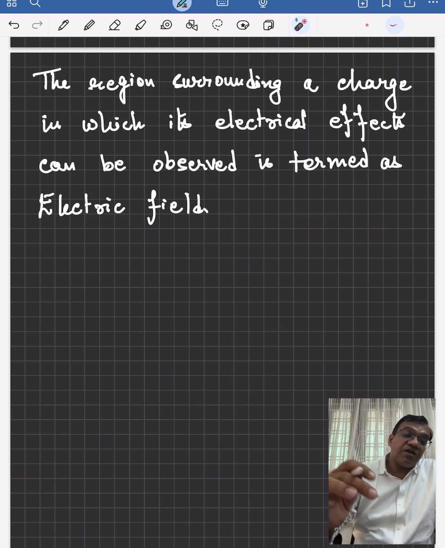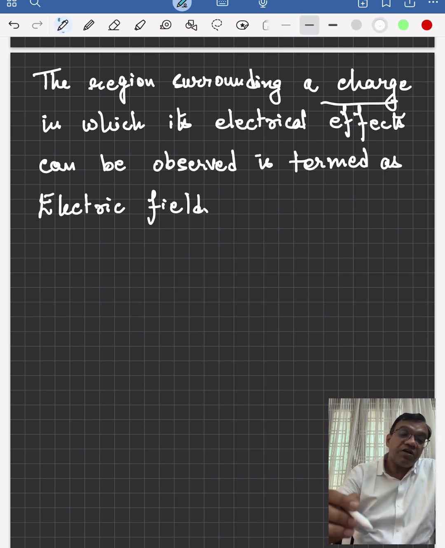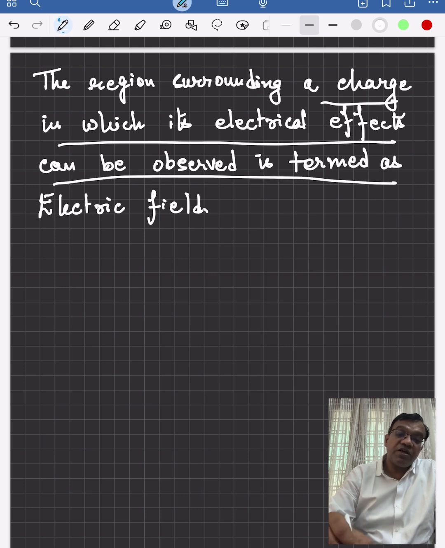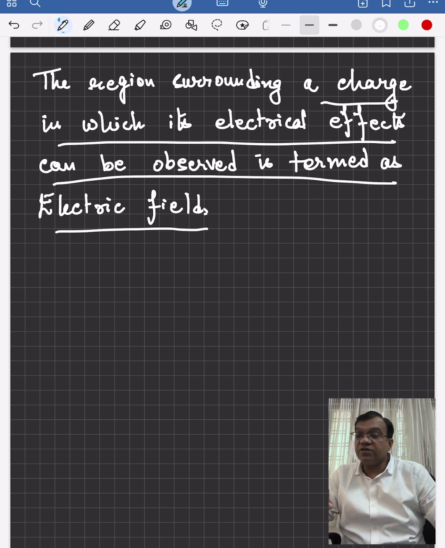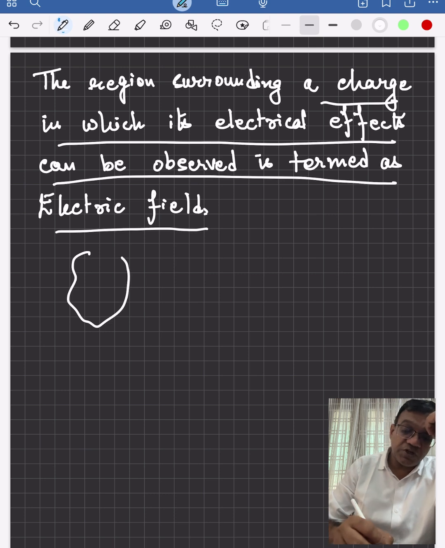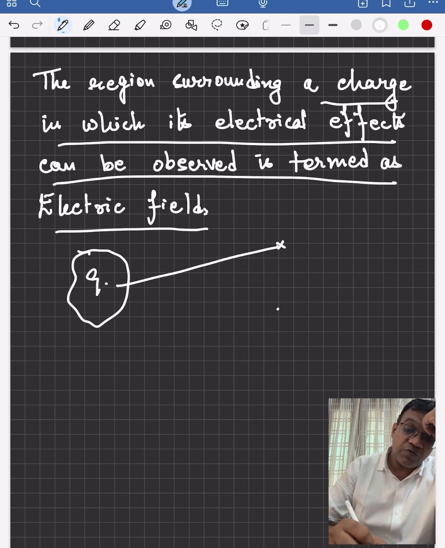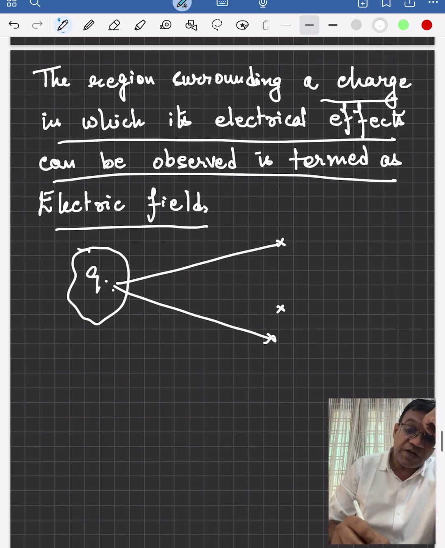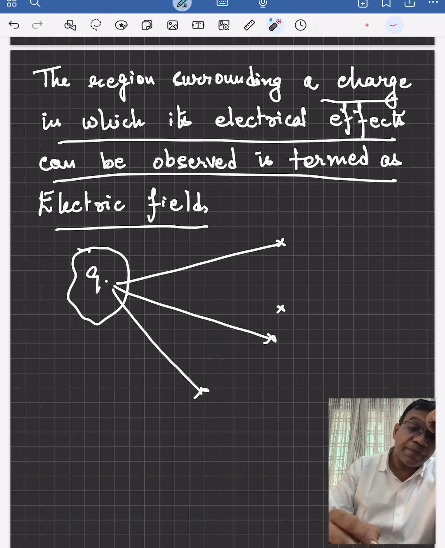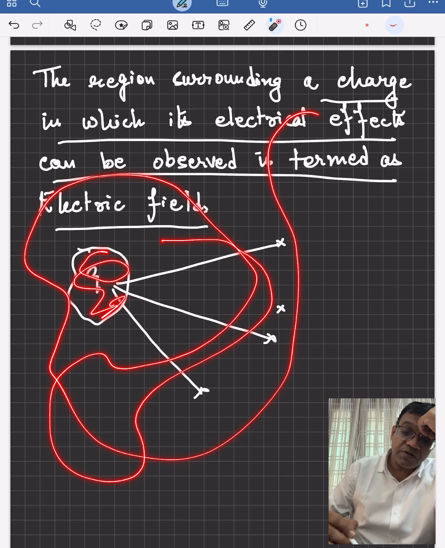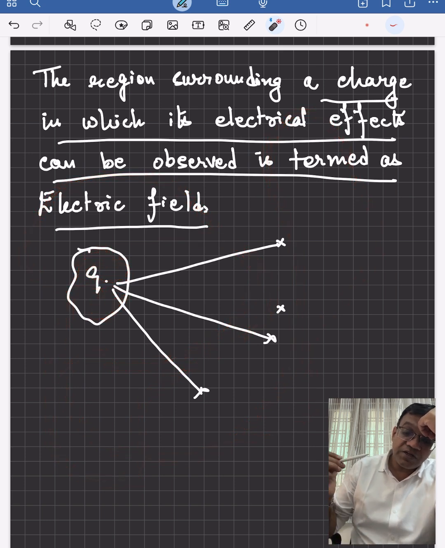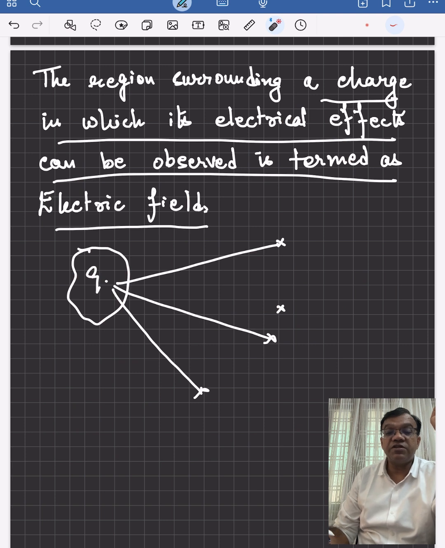Now here we define the electric field as the region surrounding a charge distribution in which the electrical effects of the charge can be experienced. This we call the electric field. For example, say we have some charge distribution Q. Due to this, some disturbance has been created in the surrounding region. This entire region surrounding this charge is going to be the electric field region.